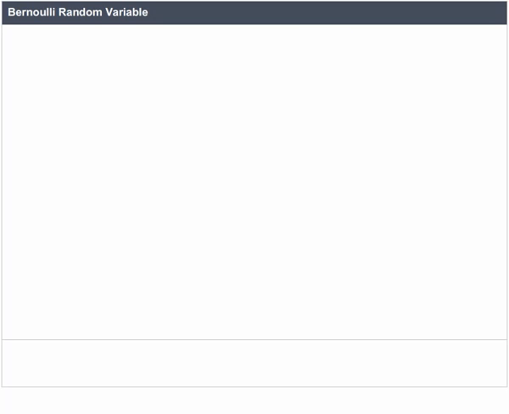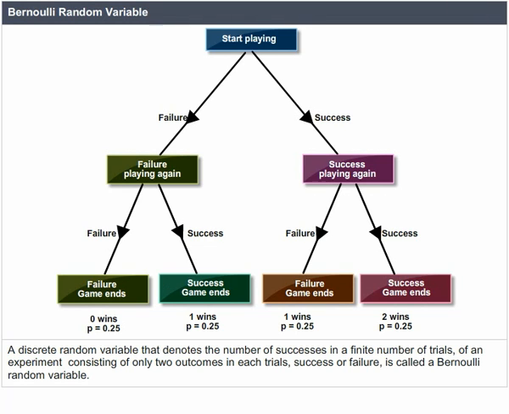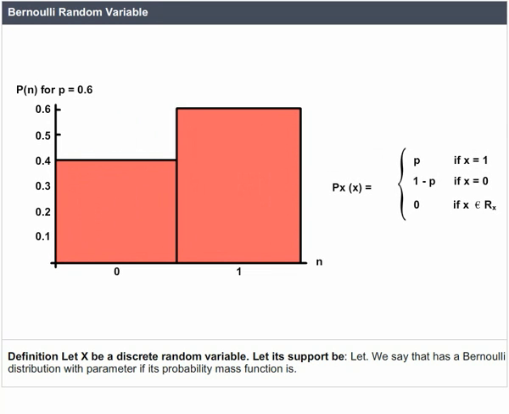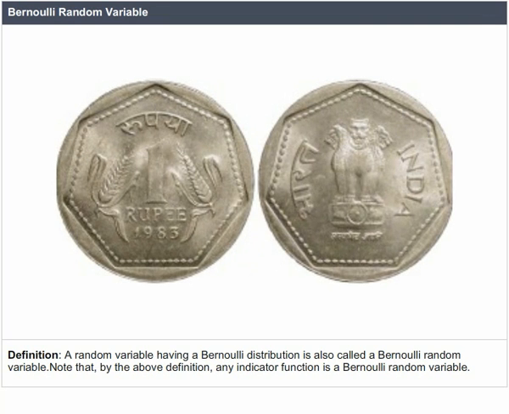Bernoulli random variable. A discrete random variable that denotes the number of successes in a finite number of trials of an experiment consisting of only two outcomes in each trial, success or failure, is called a Bernoulli random variable. Definition: let X be a discrete random variable. Let its support be {0, 1}. We say that X has a Bernoulli distribution with parameter p if its probability mass function is as given. A random variable having a Bernoulli distribution is also called a Bernoulli random variable. Note that by the above definition, any indicator function is a Bernoulli random variable.